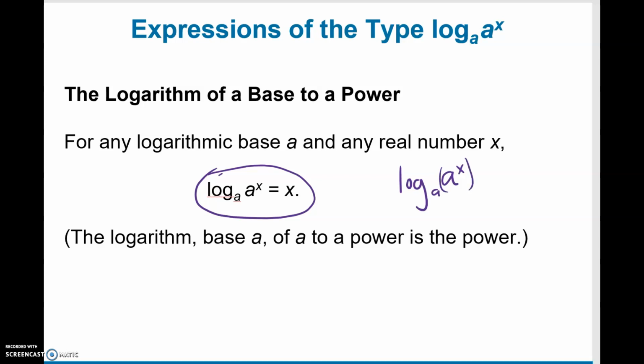You would say, well, if we gave this guy a name, we usually call it m, right? We say, okay, a to the m equals, or a to what power would give me a to the x? And the answer has to be x, right? This m and x would have to be the same. So in other words, they cancel each other out. And we've seen this one before, now officially it's a property: the log base a of a to the x equals x.